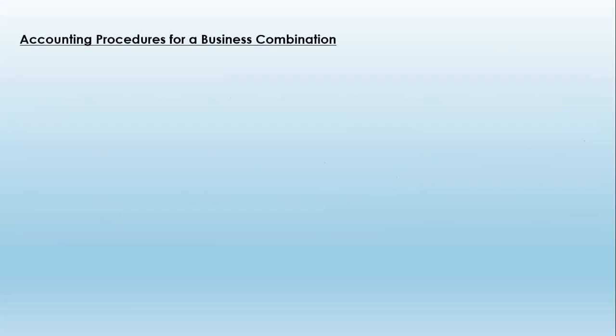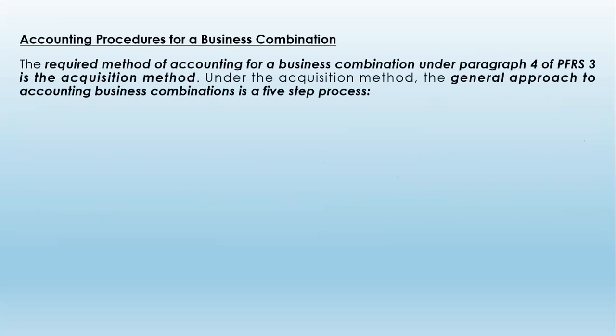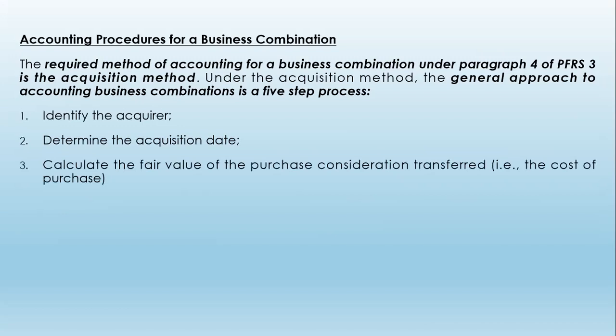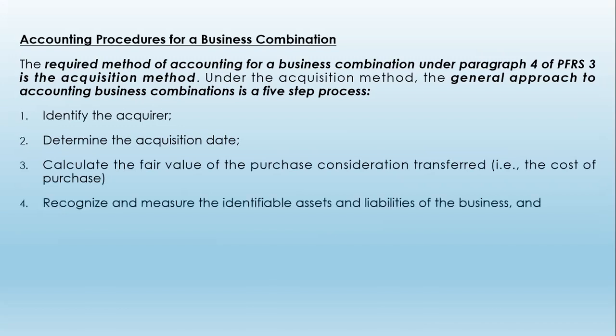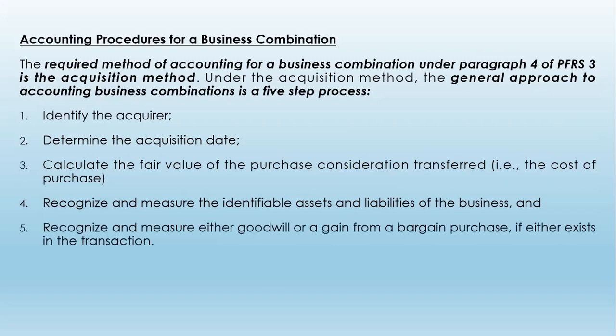Accounting procedures for business combination. The required method of accounting for a business combination under paragraph 4 of PFRS 3 is the acquisition method. Under the acquisition method, the general approach to accounting for a business combination is a 5-step process. Identify the acquirer, determine the acquisition date, calculate the fair value of the purchase consideration transferred, such as the cost of purchase, recognize and measure the identifiable assets and liabilities of the business, and recognize and measure either goodwill or a gain from a bargain purchase if either exists in the transaction.